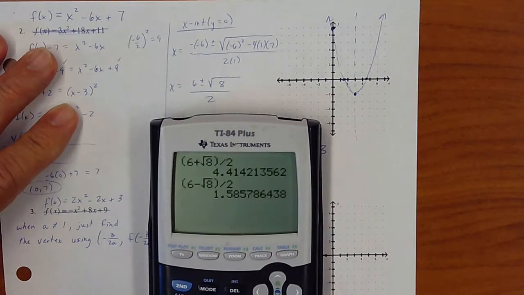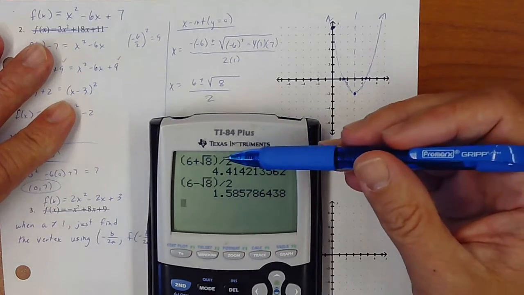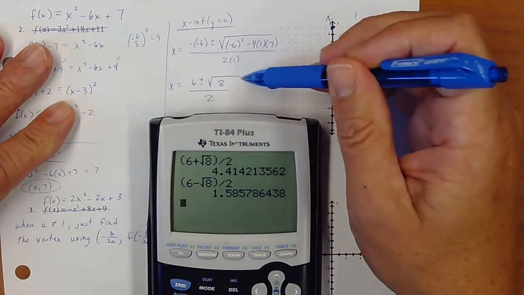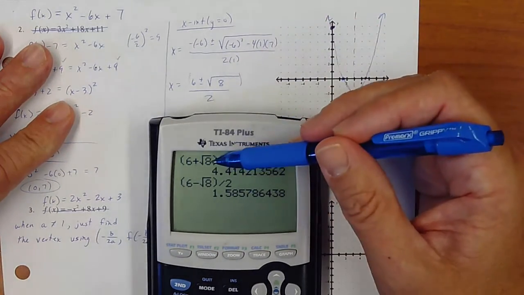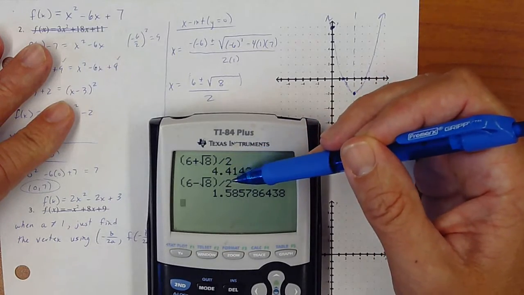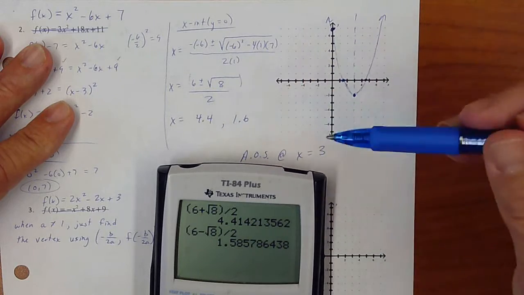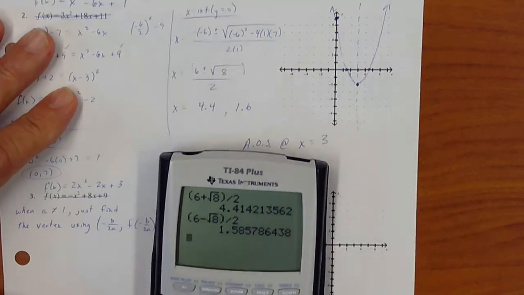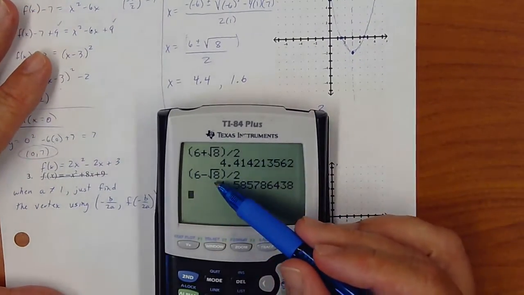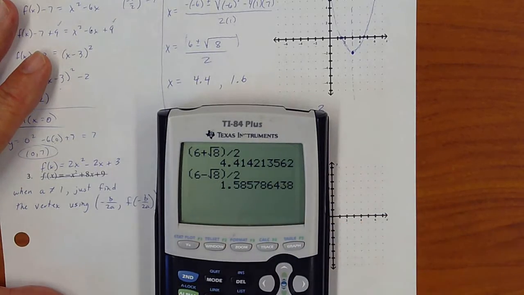All right, so let me make sure we understand how to plug this in your calculator. You put parentheses in your numerator. 6 plus square root of 8, close it, divide by 2, get your decimal form of 4.4. Now we can plot it. Okay? And then just do the 6 minus square root of 8 divided by 2. 1.6. Okay, so we've got everything now.